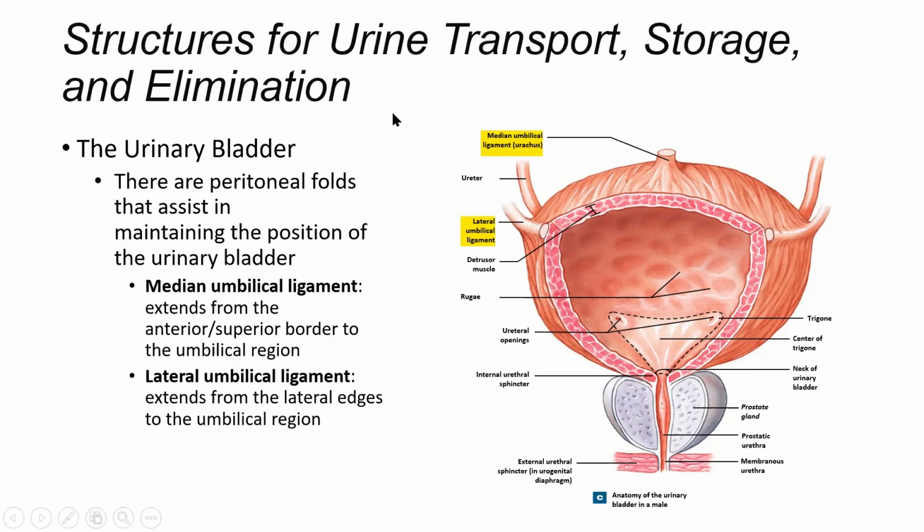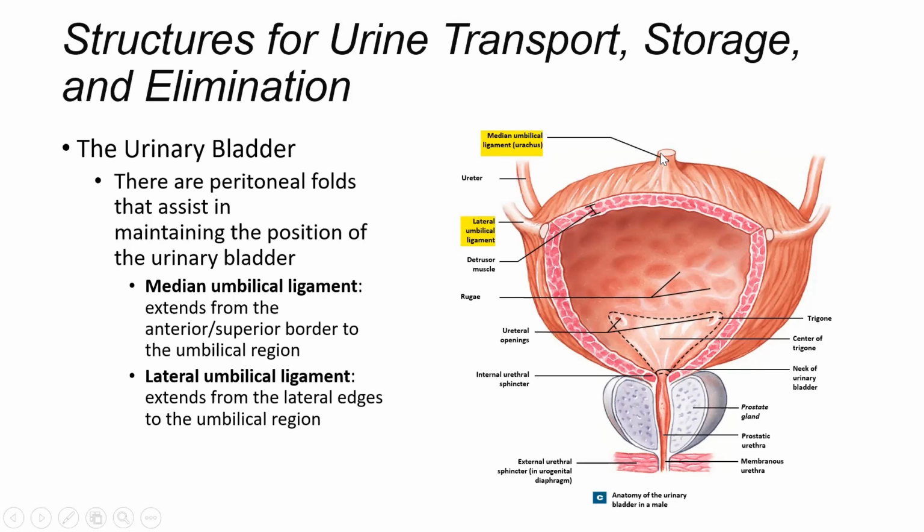So looking at some of the ligaments that help to anchor the bladder in place, we've got the median umbilical ligament and the lateral umbilical ligament. And these ligaments are actually modifications of the peritoneal fold. And we'll talk all about the peritoneum in lab, right? It's the membrane that encapsulates all of the abdominal contents. And so it modifies itself at the base to form these two ligaments, the median umbilical ligament and the lateral umbilical ligament. The median ligament extends from the top.